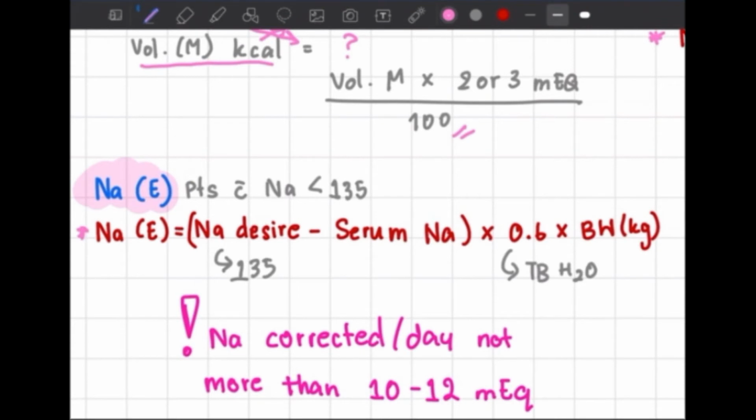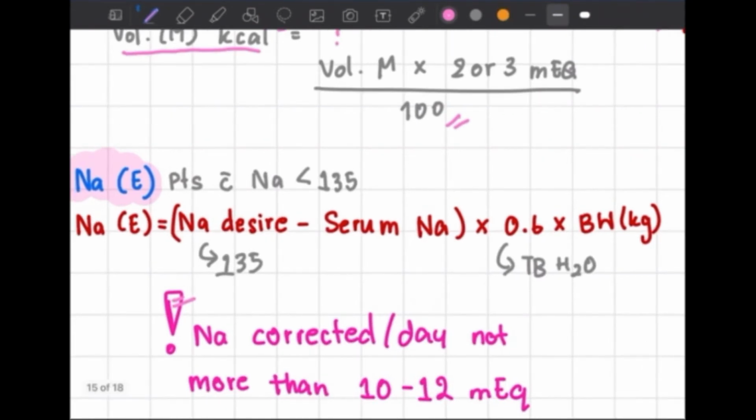But there is a precaution here, okay? No matter how low your sodium is, you are only allowed to correct 10 to 12 MEQs per day, okay? You don't want to correct more than that. That's because we worry about the demyelination syndrome if we correct the sodium rapidly.